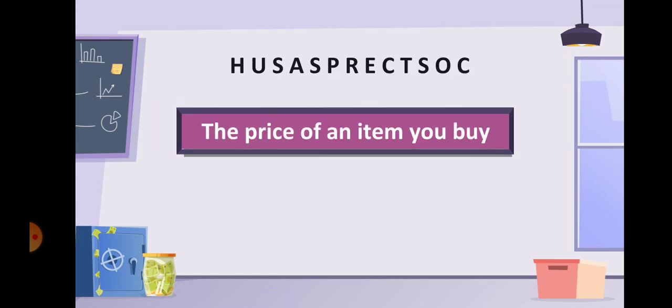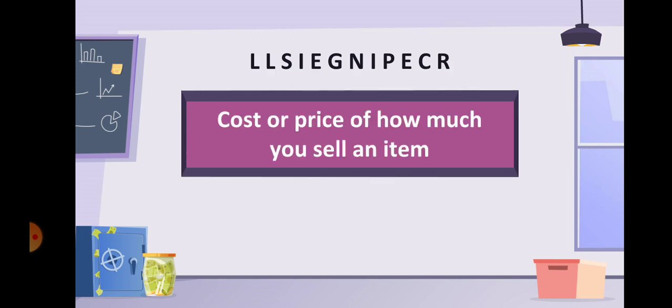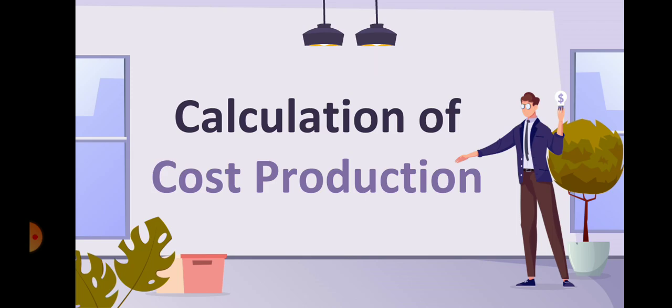Next. The price of an item you buy. What is this? Okay, it's purchase cost. Very good. Next. We have the last one. Cost or price of how much you sell an item. Selling price. Very good, class. Okay, class, do you have any idea of what our lesson will be for today? Yes, it's the calculation of cost production.